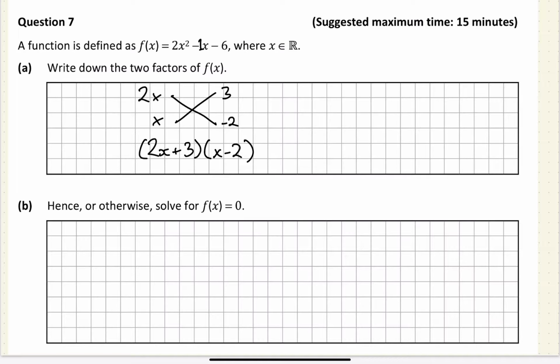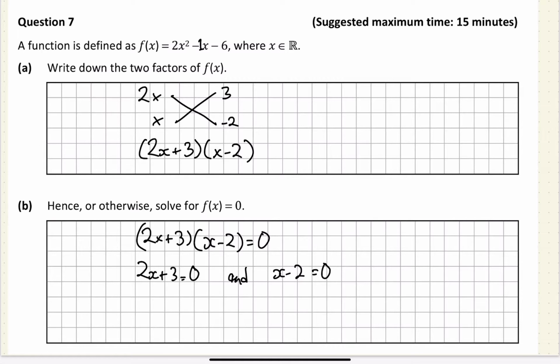Then it says, hence or otherwise solve for f of x is equal to 0. So in other words, what they're saying is, if this is f of x, what if it is equal to 0? And we've just turned it into these factors here as well. So that means 2x plus 3 bracket x minus 2 is equal to 0, which means that 2x plus 3 is equal to 0 and x minus 2 is equal to 0.